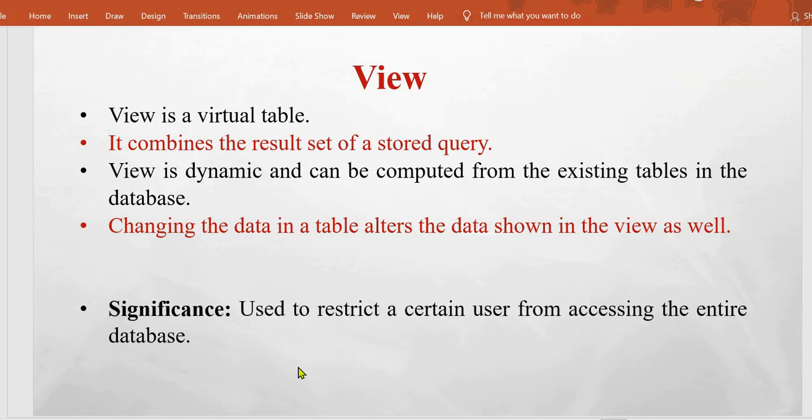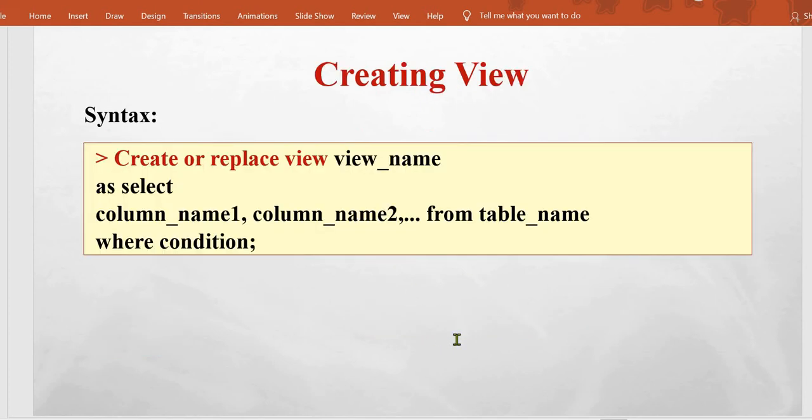Now, significance: views are used to restrict certain users from accessing the entire database. As we have already discussed, views can be a complete table or a part of the table. So if you want to give a user access to only a part of the database, then you can create a view for that part and provide that view to the user.